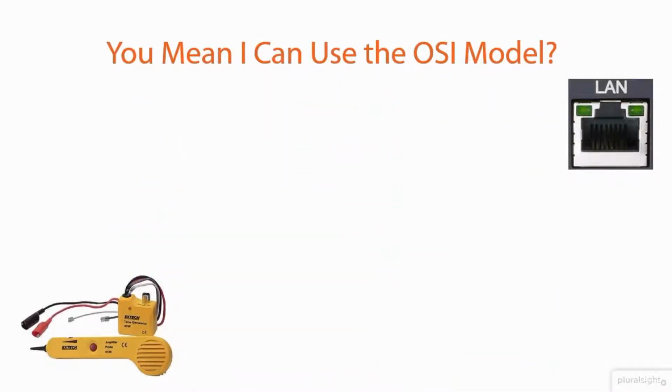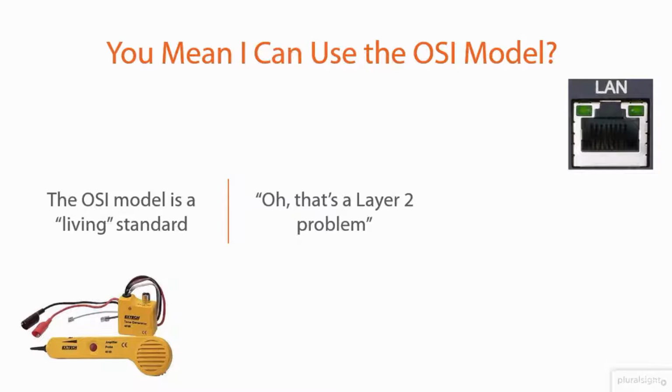Now, the OSI model is a conceptual model, but I need you to understand that you actually use it as a working IT professional. This is a living standard. I've been in the industry since 1998 or so, and I can tell you I've used the OSI in the real world. For instance, I might be troubleshooting a user who claims they can't connect to the internet or even any LAN resources, and if I go to the switch and see that there's not a link light on the port, I can look and say, that's probably going to be a layer 2 problem.